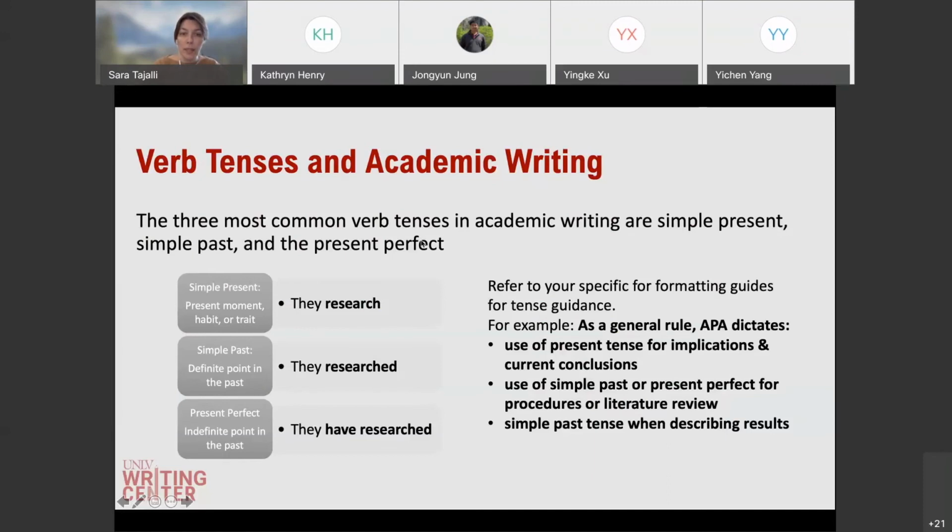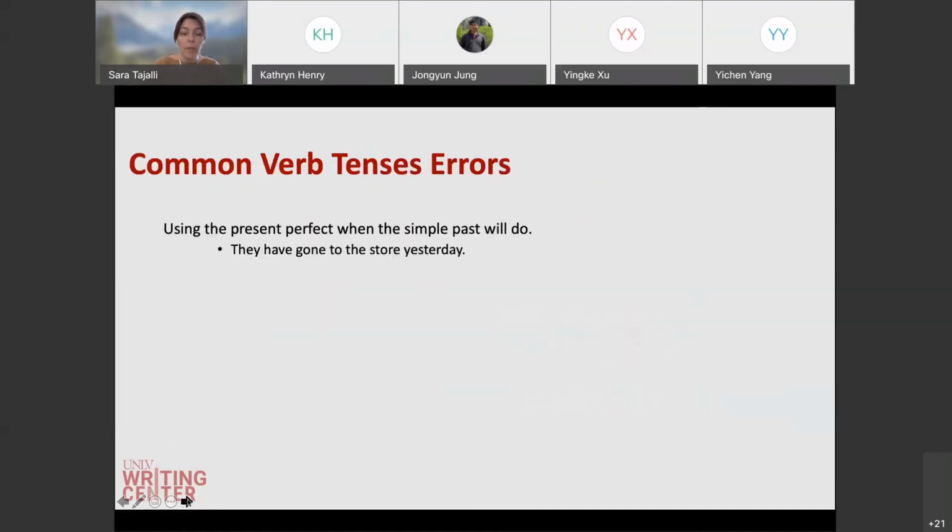Now we'll talk a little bit about the errors that we see. So when we try to sound academic and when we're writing in what we feel is a formal manner, there tends to be an overuse of the present perfect tense when the simple past will do. So for example, they've gone to the store yesterday. This is a one-time thing. So it's not that they went to the store yesterday and they haven't come back. They just went to the store. So you want to make sure to use the simple past in situations like this.